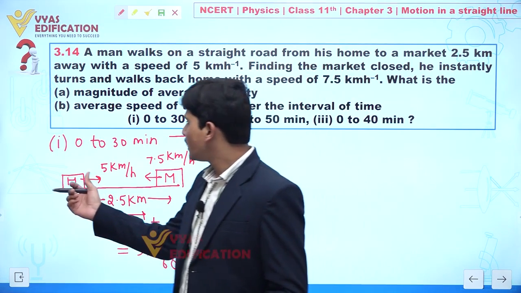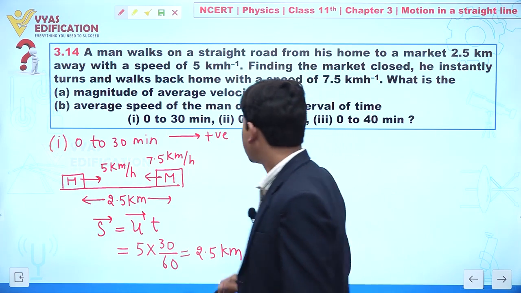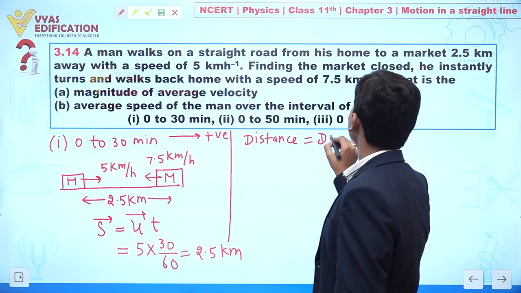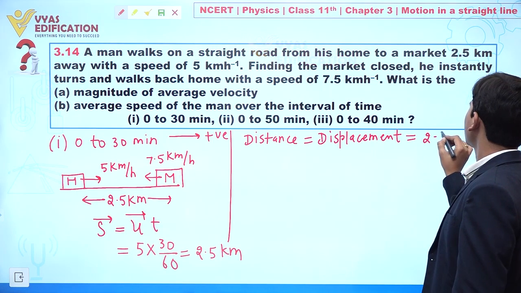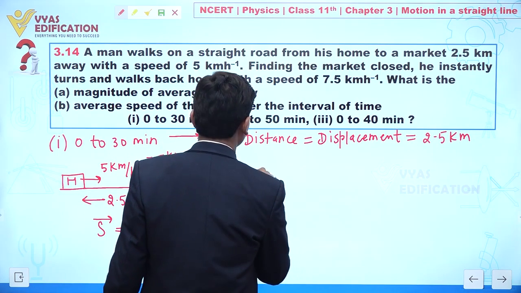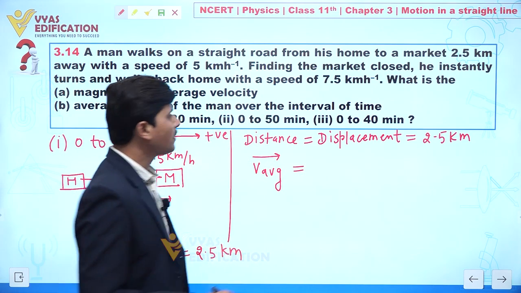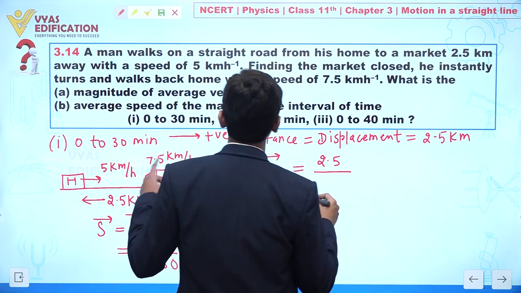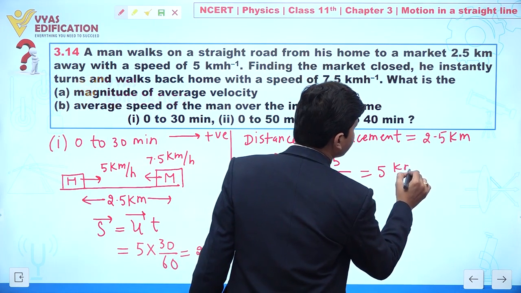So in this situation the person is moving in a straight line and is not taking a U-turn. It means in this situation distance and displacement are both the same. Distance equal to displacement. Clear? And here we have total displacement, this is 2.5 kilometer. So we can calculate average velocity, which is given by total displacement over total time. Total displacement is 2.5 kilometer over total time, which is 30 minutes, meaning 1/2 hour. So from here this is 5 kilometer per hour.